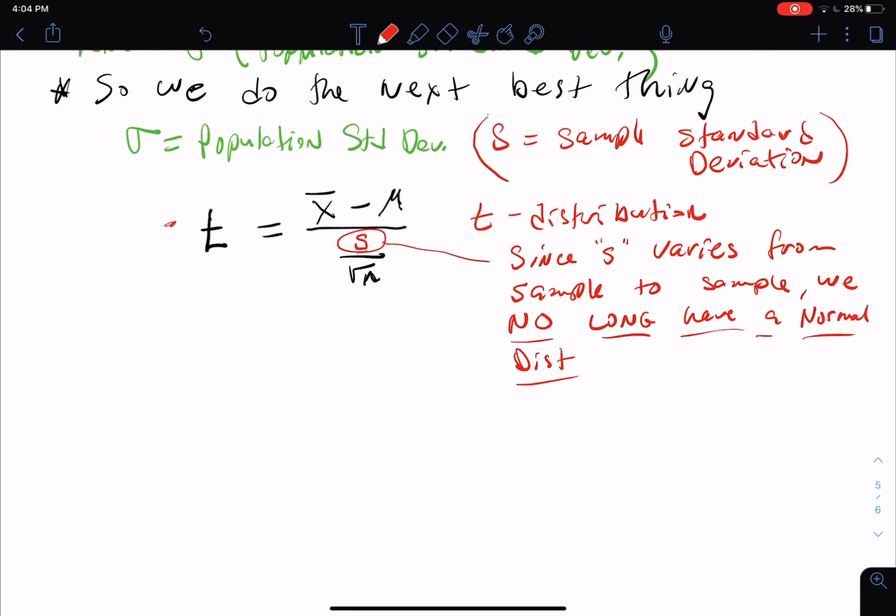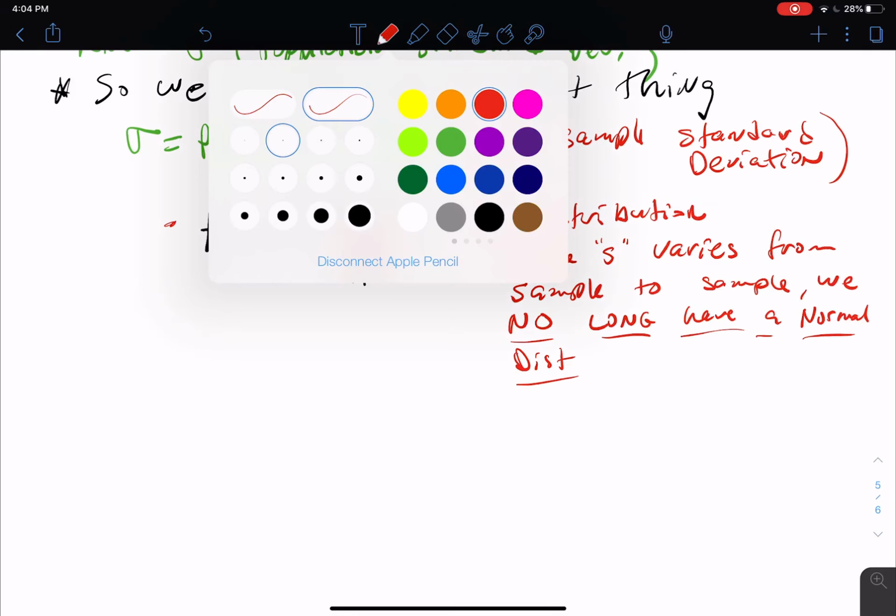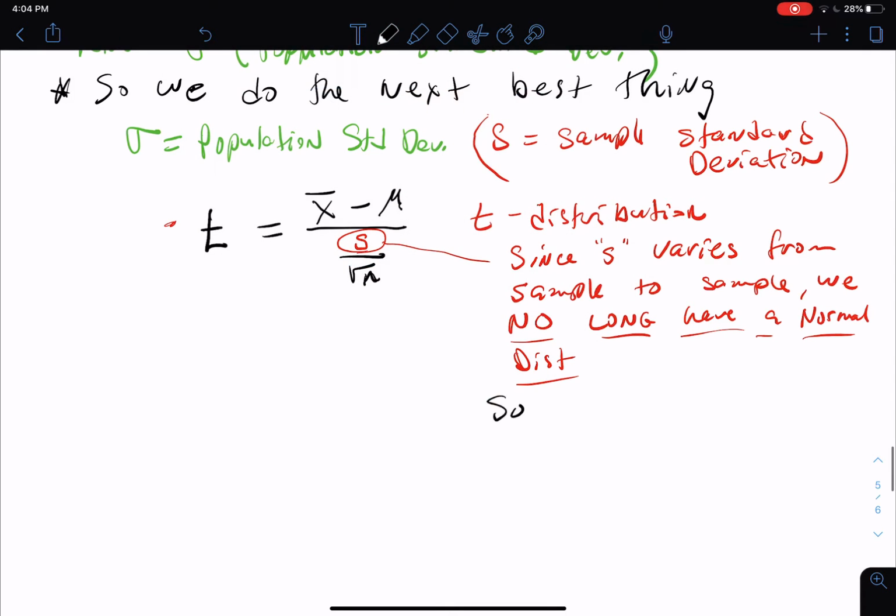And the thing about the t distribution is it is symmetrical. It does look normal, but it's a little flatter than our normal distribution, like, for instance, the z distribution. Okay, so we have to get around that. So we give a new name, and this new name is a t distribution.